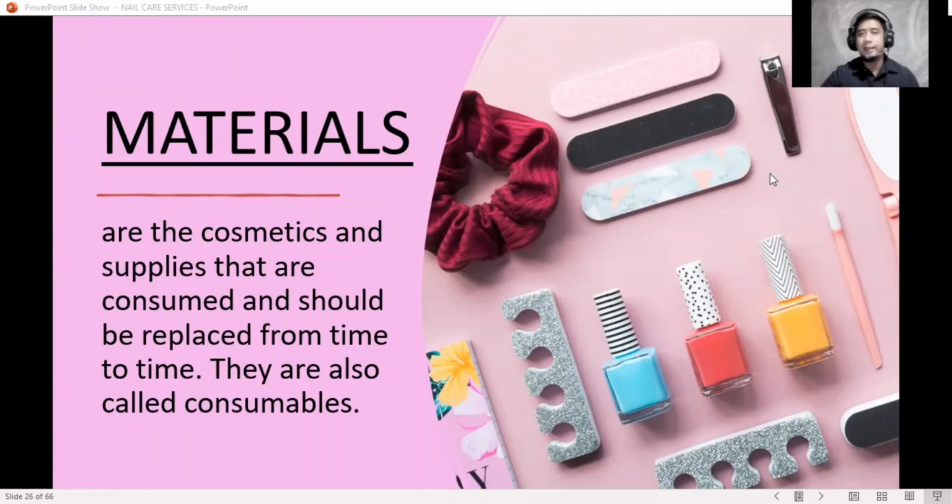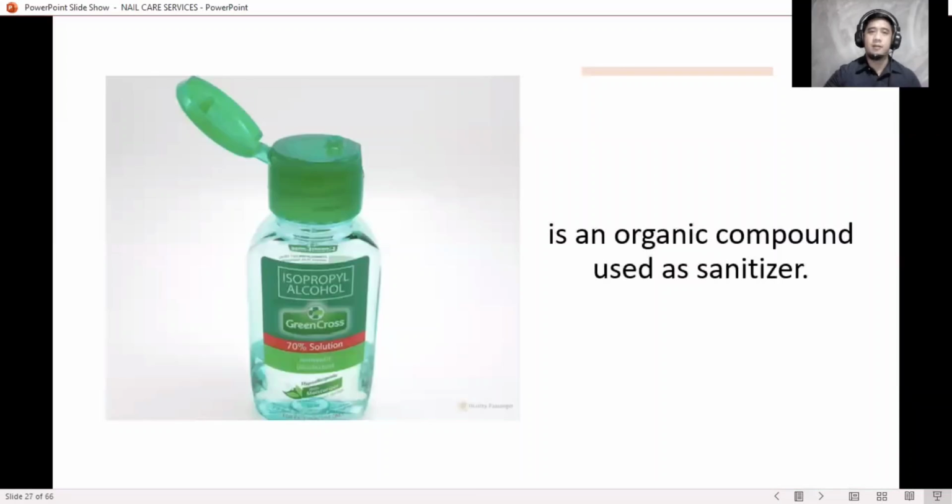Okay, so what are the examples of the materials that we have in nail care services? Okay, the first one is this one. Okay, so it's really familiar to you. It is an organic compound used as sanitizer. So every one of us should have this one because of the pandemic that we have. We call it, obviously, alcohol.